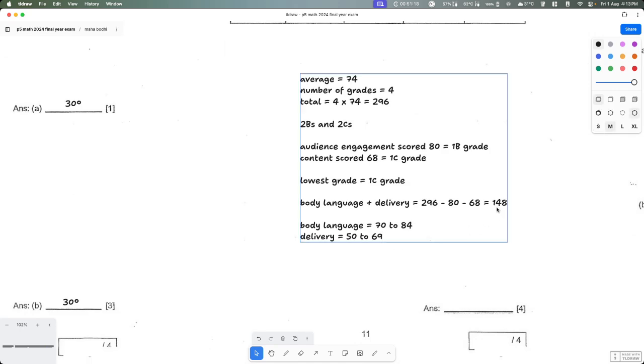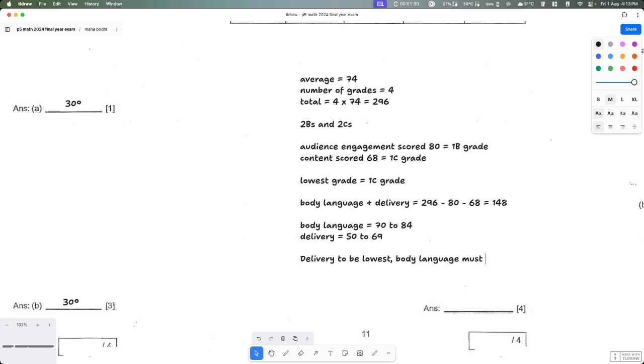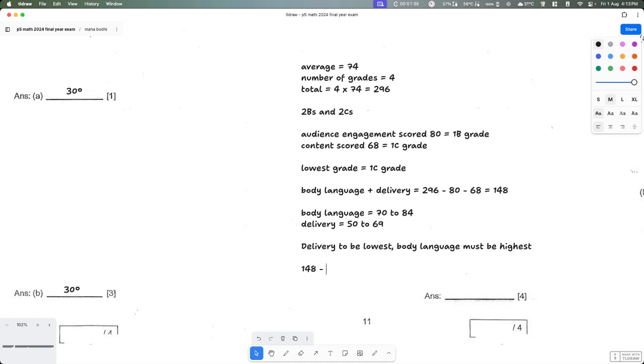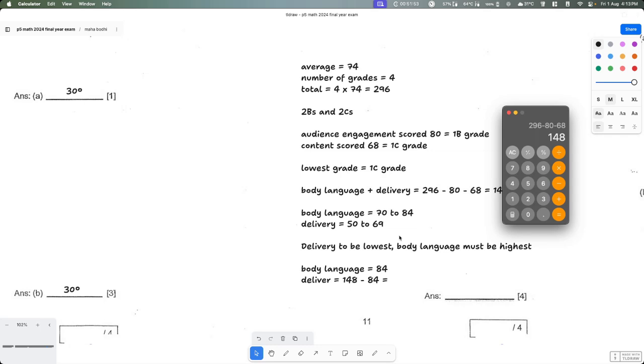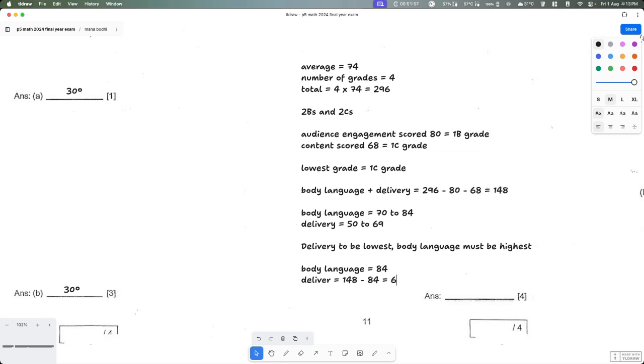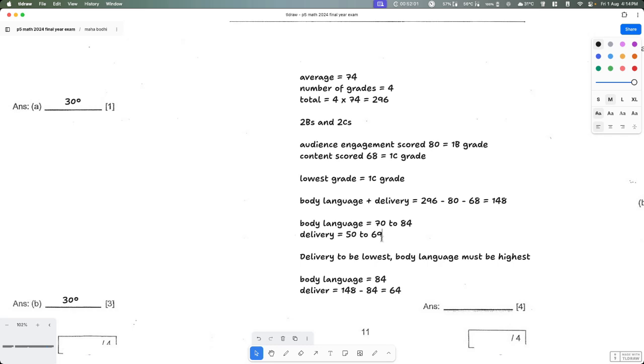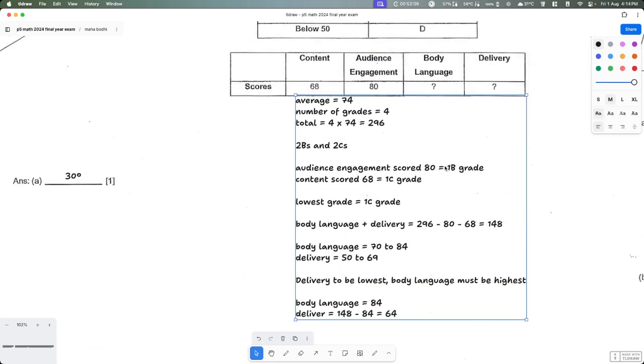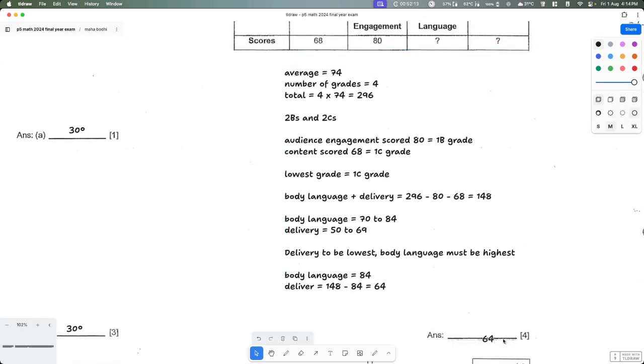Okay, so if I want delivery to be lowest, body language must be highest, which means 148 minus, so body language is equal to 84, then delivery will be equal to 148 minus 84, which is 64, which is the C grade in this case over here, right? So the answer should be 64. Let me put this a bit higher. Okay, 64 in this case.